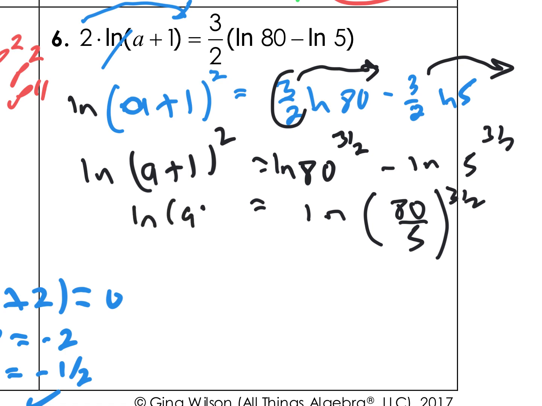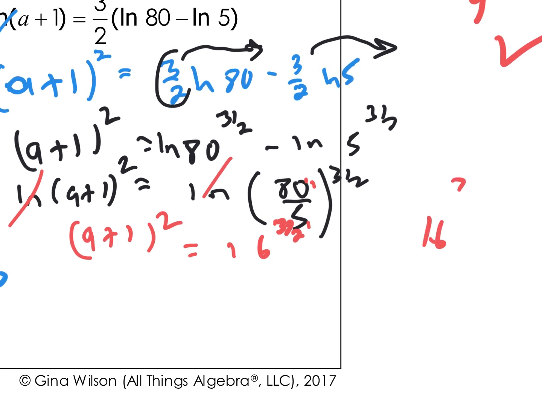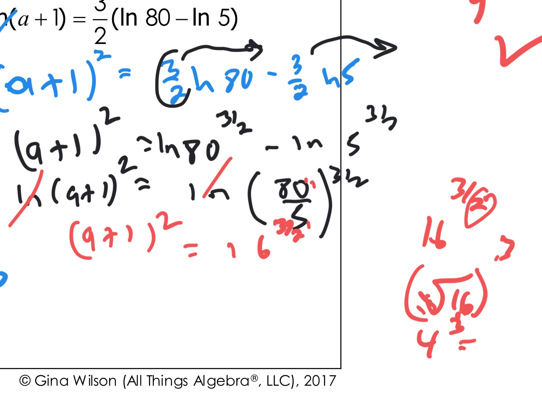This was LN of A plus 1 squared. Now I can say the LNs will cancel out. A plus 1 is still being squared. Here, I'm going to do 80 divided by 5 first. That's going to give me 16 to the 3 halves power. You might be saying, why did I do that? Because 16 to the 3 halves actually means the square root of 16, take that answer and then cube it. The square root of 16 is 4. And 4 to the third is 4 times 4 is 16, 16 times 4 is 64.